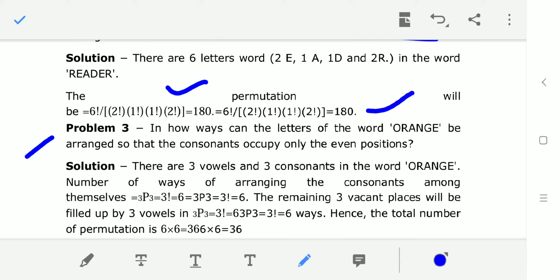Problem 3. In how many ways can the letters of the word orange be arranged so that the consonants occupy only the even positions in the word orange? There are 3 vowels and 3 consonants in the word orange. The number of ways of arranging the consonants among them is in this way.